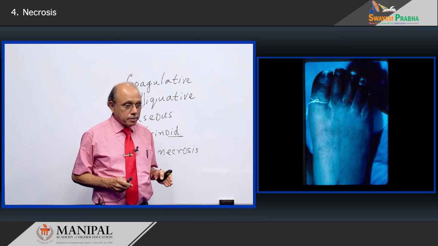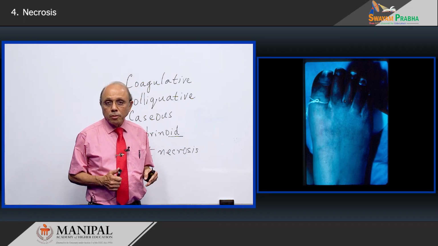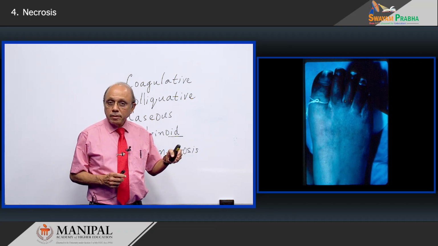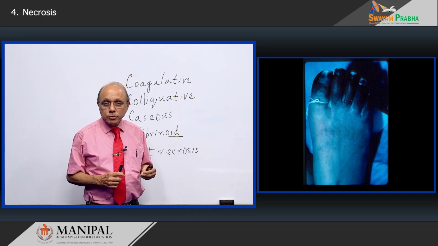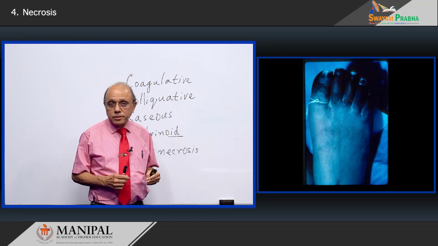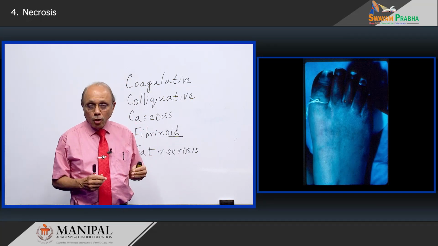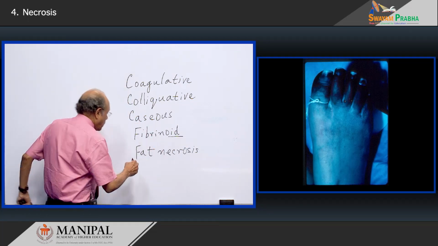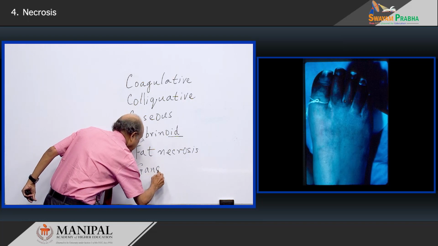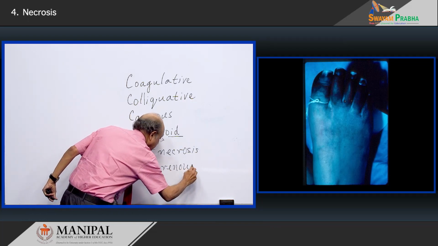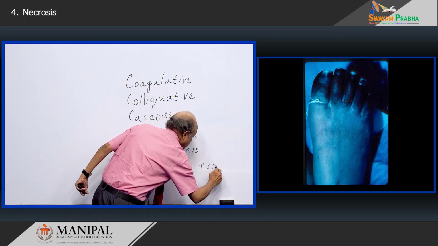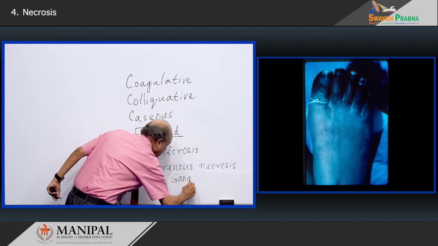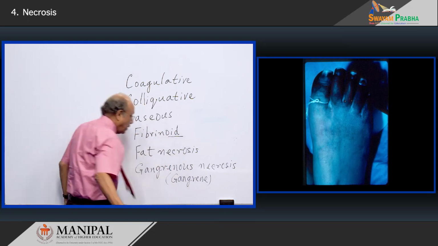The foot that you see here is from a patient who had diabetes. A person who probably had diabetes for a very long time. You see that the color of the toes have changed and they have become darker and almost blackish. This is a type of necrosis referred to as gangrenous necrosis, simply referred to as gangrene.